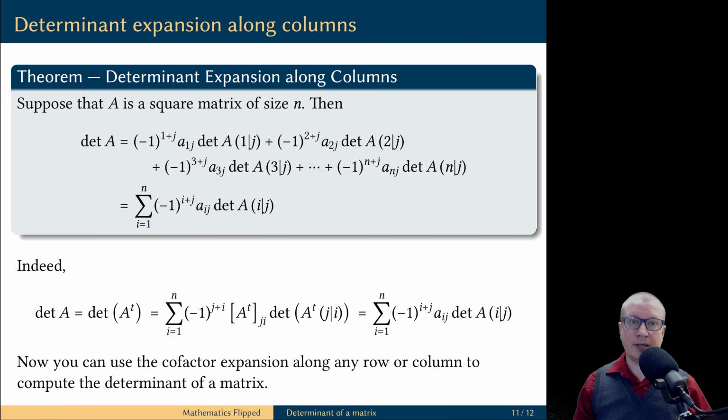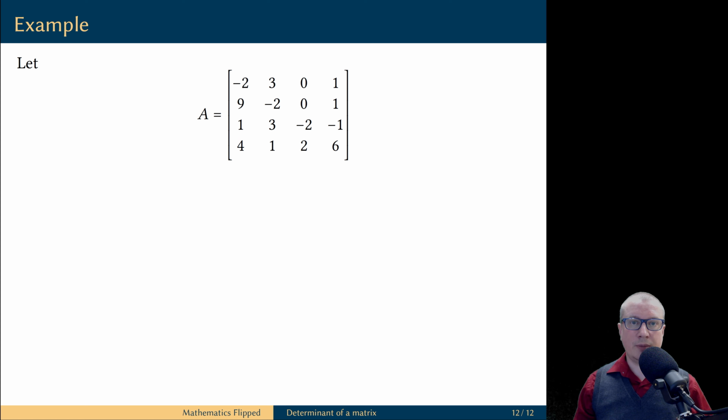And now we can be a little bit more flexible in computing the determinants of matrices. We don't have to use the definition which requires expansion along the first row. We can use expansion along any row or any column. How can this be useful? Let me illustrate. Let's try to compute the determinant of this 4x4 matrix. Do you see the best approach to this computation?